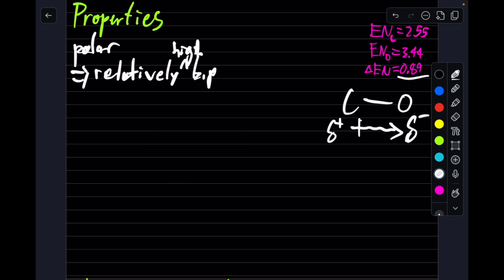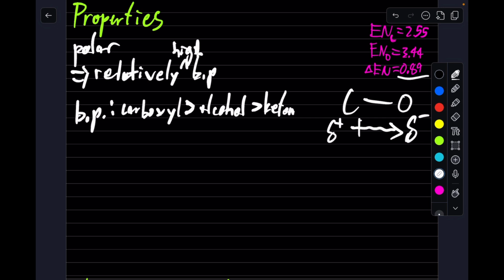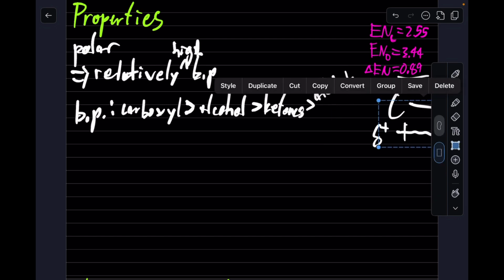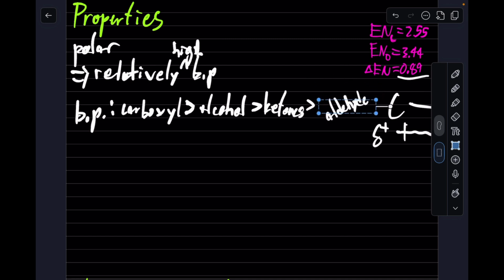So if we go in order, from highest to lowest boiling point, we would see carboxylic acids at the start, and then alcohols, and then ketones, and lastly aldehydes. All right.